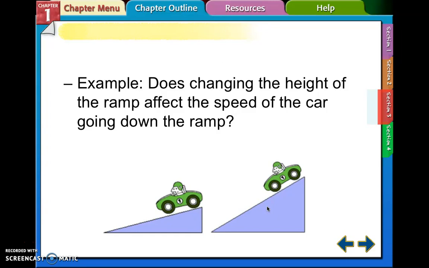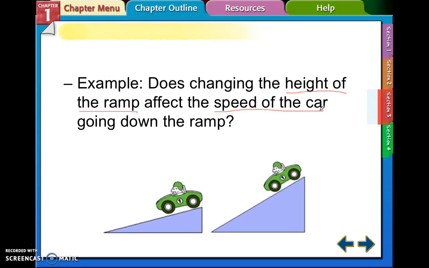So looking at this question, first let's talk about your hypothesis. Your hypothesis is what do you think the answer is? Your hypothesis could be, if you change the height of the ramp, then the car will go faster. So that's your answer. The higher the ramp, the faster the car will go. So let's talk about the independent variable. The independent variable is the thing that you can change. What is that? The height of the ramp. You can change that. So what depends on how high the ramp is? That is the dependent variable. It is the speed of the car.